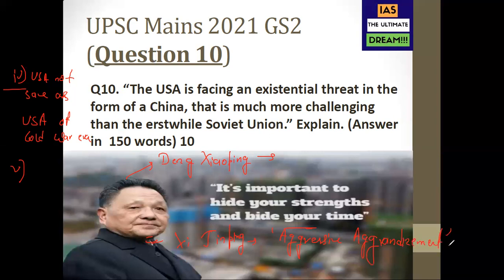Which again has rung alarm bells in the USA security corridor, because they are much more aggressive in the South China Sea, and in India, we are seeing what is happening with India. They are having frictions anywhere and everywhere. They are much more aggressive right now, and that's why the USA is not very happy, and the USA is seeing China as an existential threat. So this can be your fifth point. Do write these points: Deng Xiaoping, hide your strength and bide your time; Xi Jinping, aggressive aggrandizement. Then the examiner will feel like, okay, you know these things. It gives a good impression.